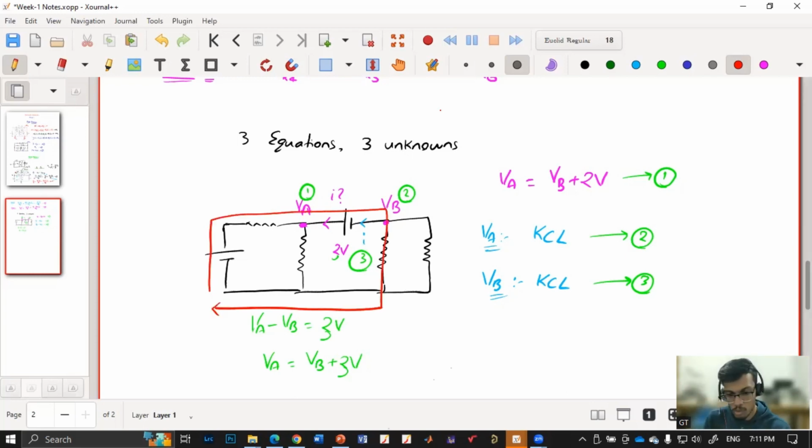This is a loop. But when we do mesh analysis, we cannot consider this loop as a mesh. Why? Because there is another mesh here, and there is another mesh here. This mesh is also a loop, and this mesh is also a loop, because each is a closed path. If we start at this point, we'll end at that point.